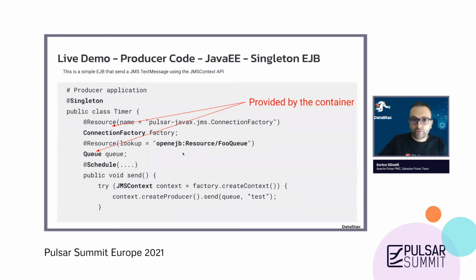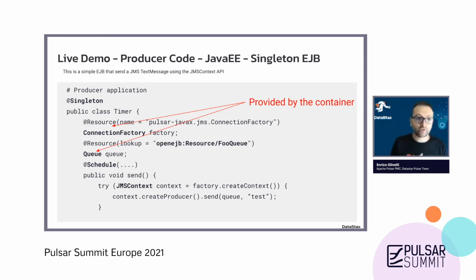Let's see the code for the live demo. I want to point out a couple of things, then we will run the demo. This is the producer application. We will have a producer application and a consumer application, separate applications, 2 separate TomEE instances. The producer is a simple enterprise Java bean that every second writes a message to Pulsar.